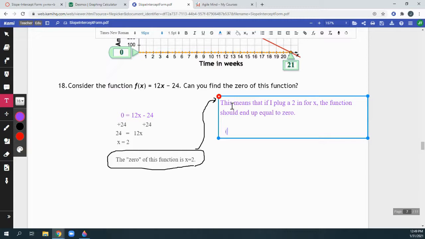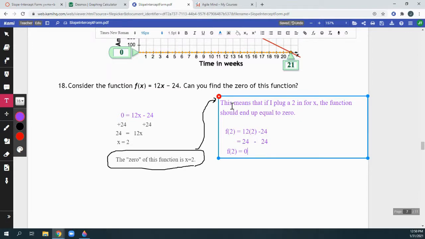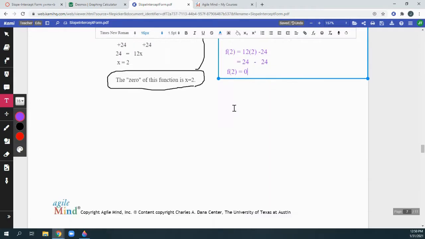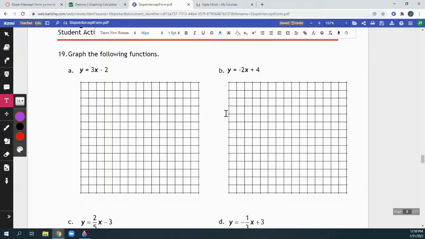So if I plug in a 2 for x, that means I'd have f of 2 equals 12 times 2 minus 24. Okay. Well, that's 24 minus 24, which is, you guessed it, f of 2 equals 0. F of 2 is the 0 of this function. If I plug in 2, I get 0 out. That's what makes something a 0. Hopefully that made sense. Okay, we're to this bit.